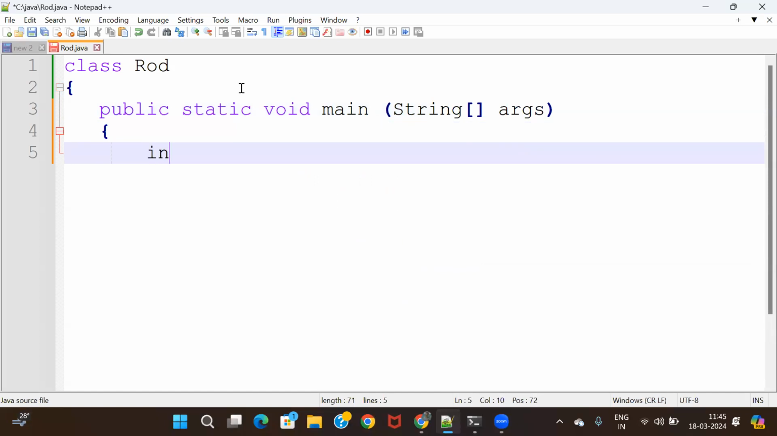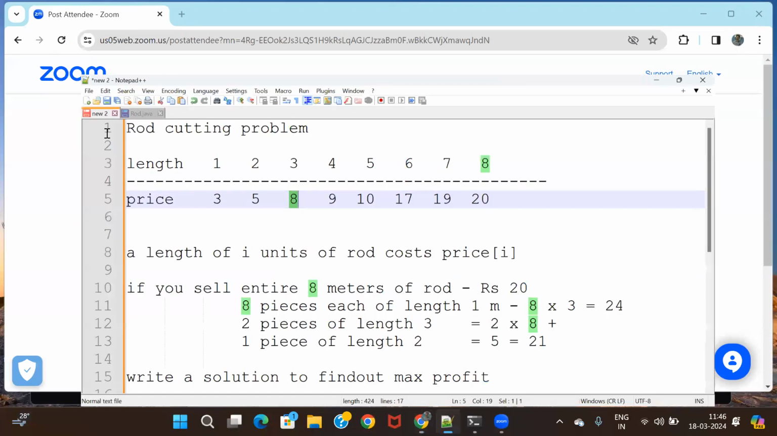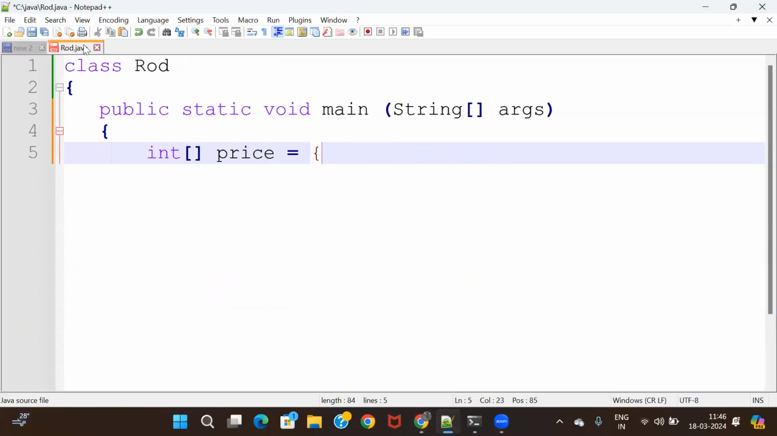Now input. Let us call this array price. The values are 3, 5, 8, 9, 10, 17, 19, 20. This is the input.